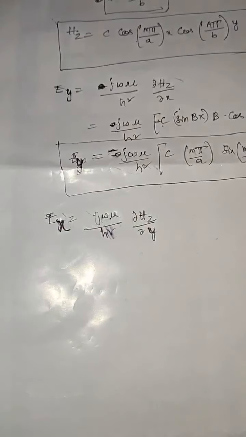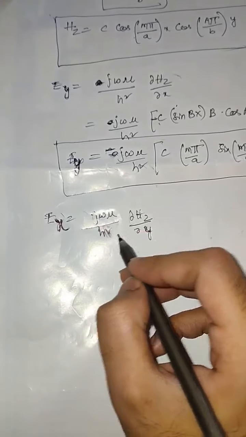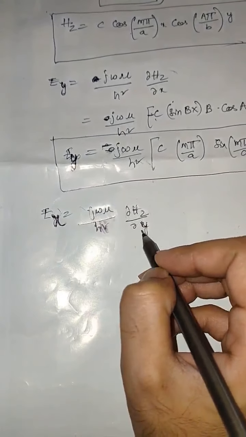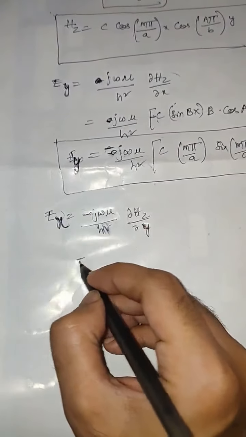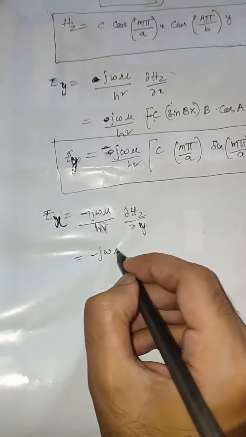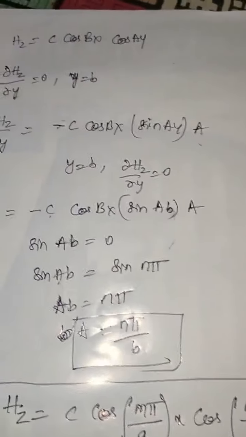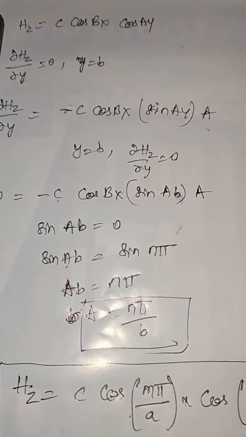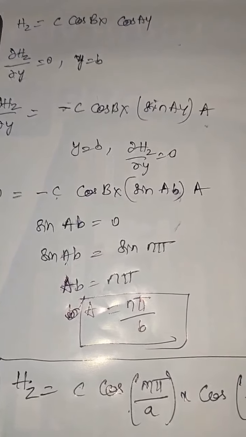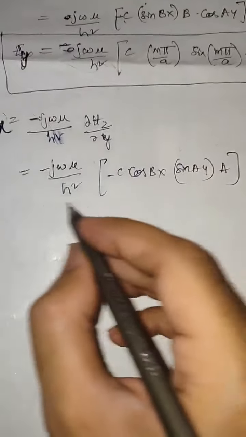We have already derived with y, which is nothing but j omega mu by h square dou Hz by dou y. This is a minus, so there will be a minus here: minus j omega mu by h square. We have already derived the dou Hz by dou y, which is nothing but a minus. So I am substituting the value: minus c cos bx sin ay multiplied with a. The same value I have substituted here.